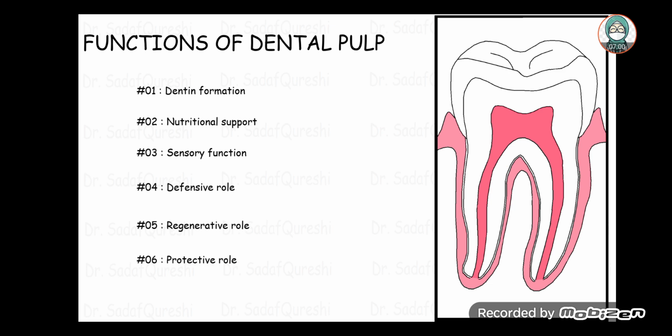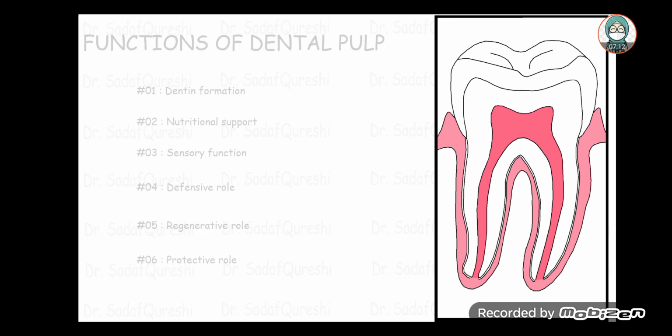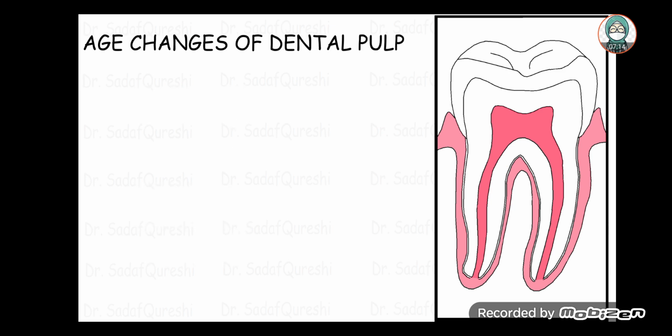And also protective role by having nerve supply or sensory function and defensive role. It also works as a defensive role. So dental pulp also has a protective role. So this was about the functions of dental pulp.